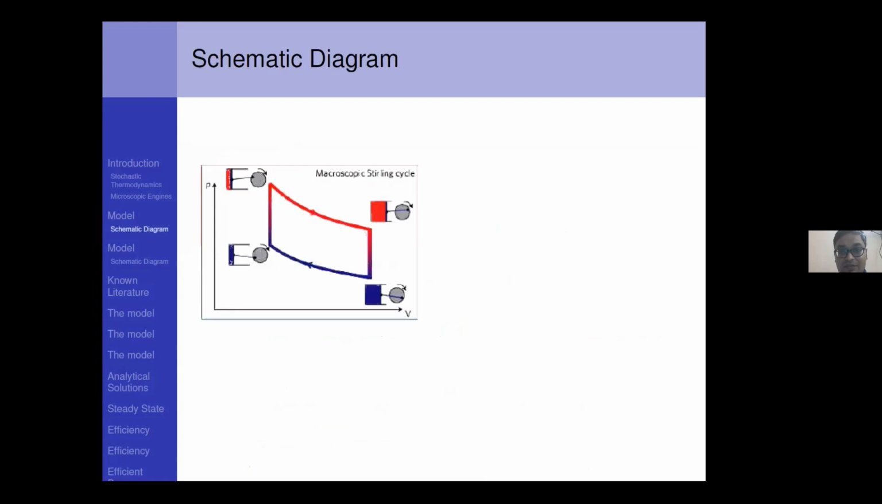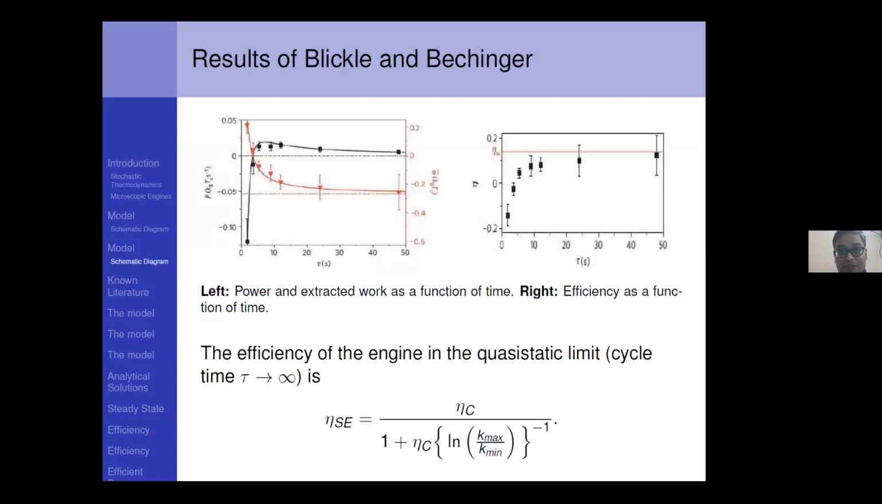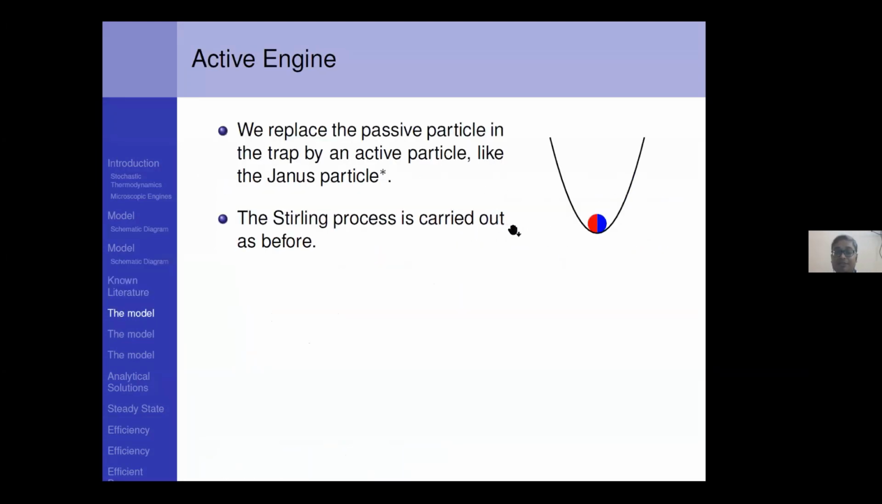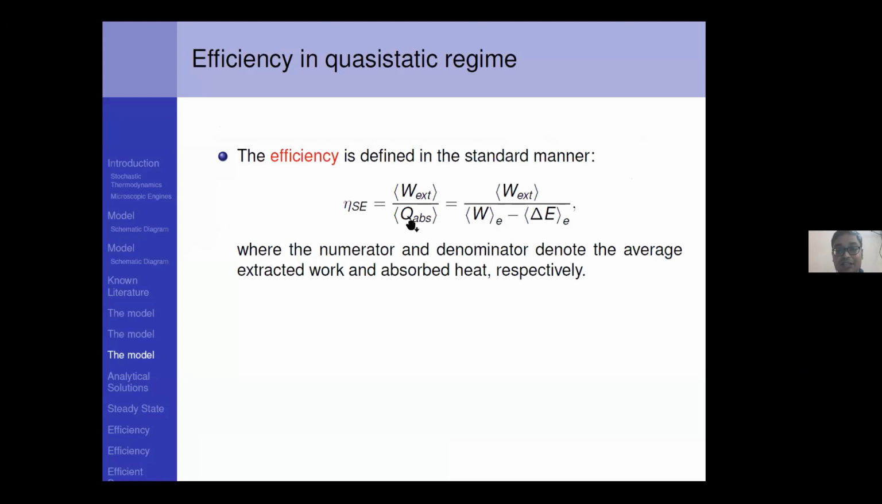When I am calculating the efficiency, this is the formula that I'm using. I'm not using the Sekimoto's prescription for calculating absorbed heat. Rather, I'm using W minus delta E. So that extra part is automatically included in absorbed heat.